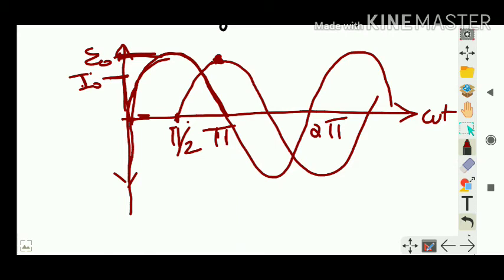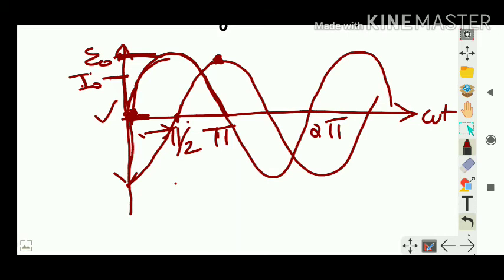That is, the voltage or EMF has already started, but the current will start only after 90 degrees. I hope this much is clear. If you want, you can extend it like this also. Not that tough, right? This is how it is graphically represented. We can say the current is lagging behind the voltage by 90 degrees, or the voltage is leading the current by 90 degrees. Both are correct. Clear? Easy, right?